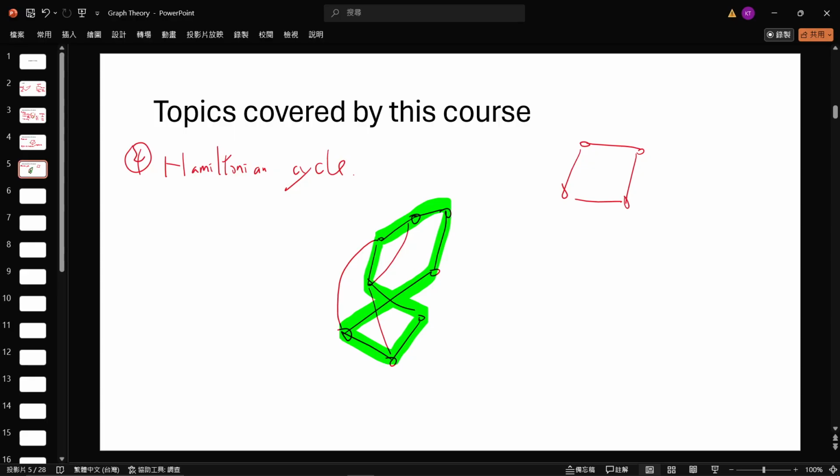Okay. Can we always find a Hamiltonian cycle in any graph? So given any graph, can you guarantee that there must be a cycle that contains all the vertices? No. Right? Otherwise, this won't be an NP-hard problem. Okay, so the reason that this is NP-hard is because it's difficult to tell whether there's a Hamiltonian cycle or not.